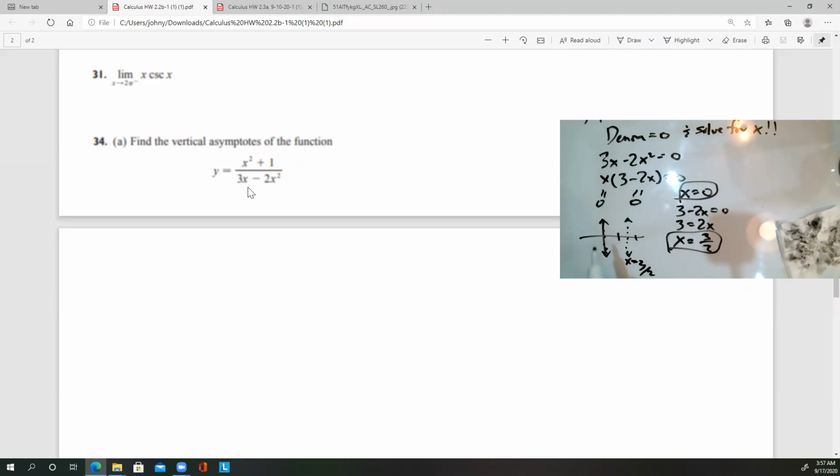Up there it is. Sorry about that. And there it is right there. There's your x equals 0, or your y-axis.